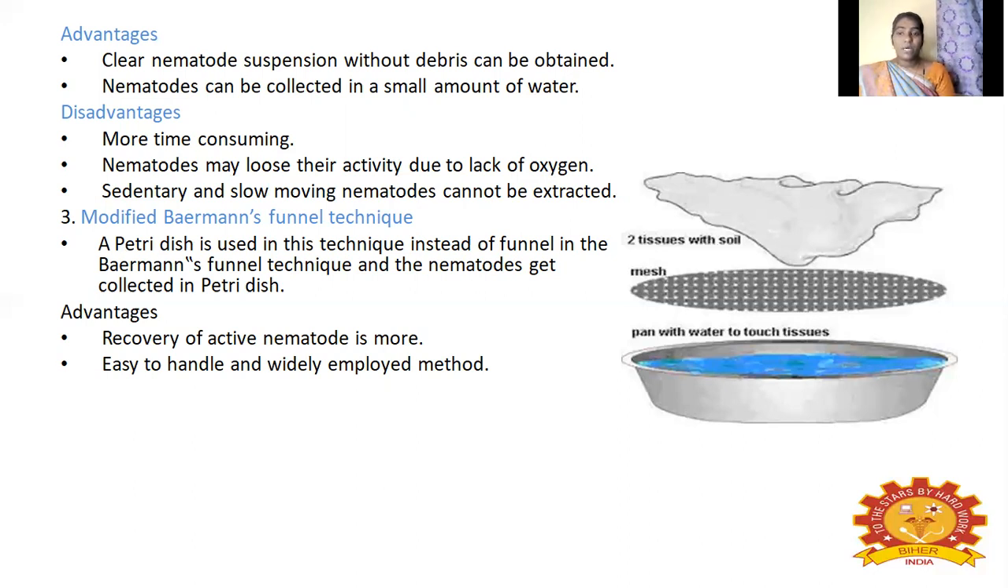Next step is the modified Baermann's funnel technique. Here the objectives and the principles are the same, but the technique is modified. In what way is it modified? There the funnel is used, here the pan is used. A pan or petri dish is used in this technique instead of the funnel in the Baermann's funnel technique, and the nematodes get collected in the petri dish directly.